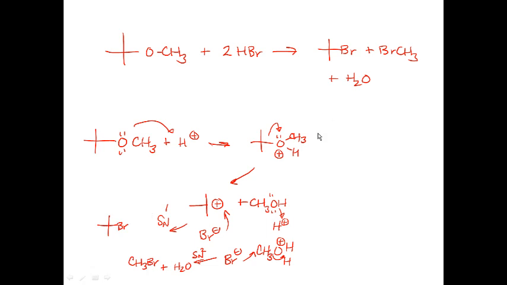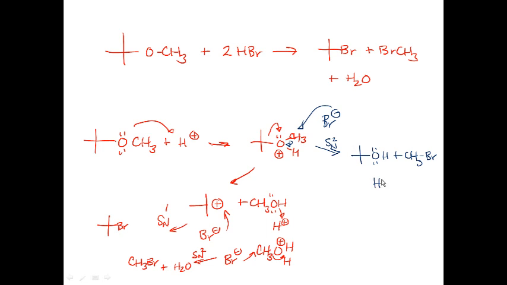What if I took my bromide and said the bromide's going to come in and attack this methyl because it's not sterically hindered, and then I'm going to lose the entire tertiary butanol molecule. So if I do this as an SN2 step, I would end up with tertiary butyl alcohol and methyl bromide. So this would be an SN2 step.